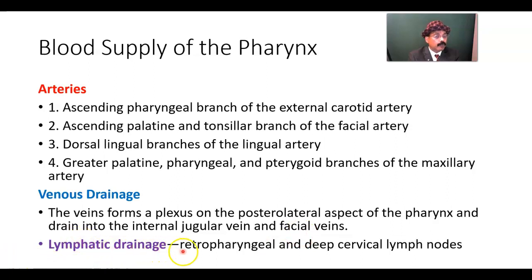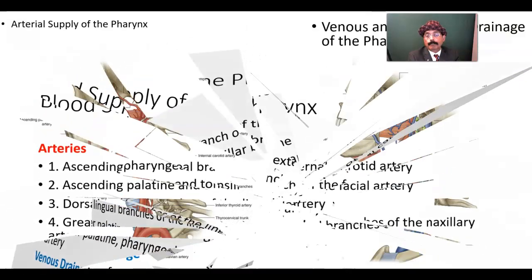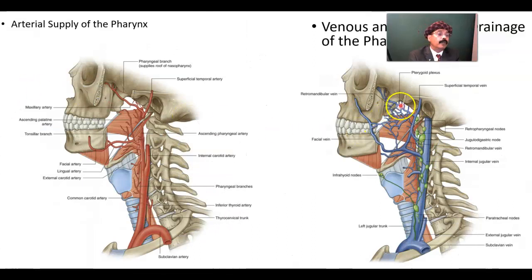Lymphatic drainage is important to us because the nasopharynx area may be a site of cancer. Any part of the pharynx may be a site of cancer, especially for the tobacco smoker. So the cancer cells first go to the retropharyngeal and deep cervical lymph nodes. In the deep cervical lymph nodes, we have the jugular digastric lymph node, and the lymph nodes around the internal jugular vein.